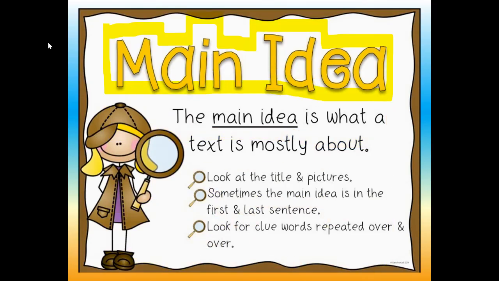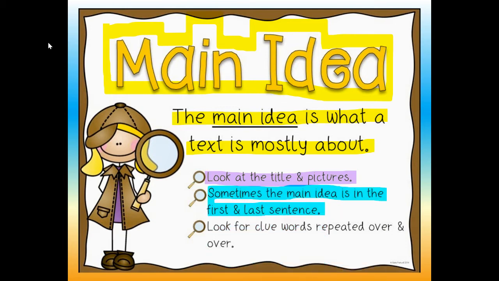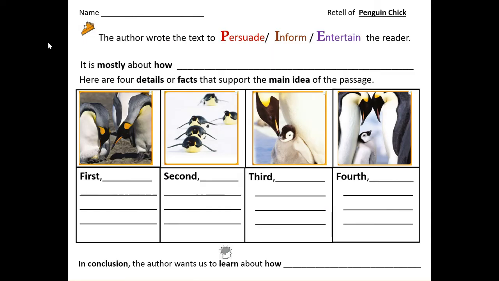Main idea, what is the main idea? Main idea is what a text is mostly about. Remember, I'm going to give you your main idea or topic sentence, and that is the main idea sentence. So you're going to look at the title and pictures in the story or the text. Sometimes the main idea is in the first and last sentence of a paragraph. And look for clue words repeated over and over.